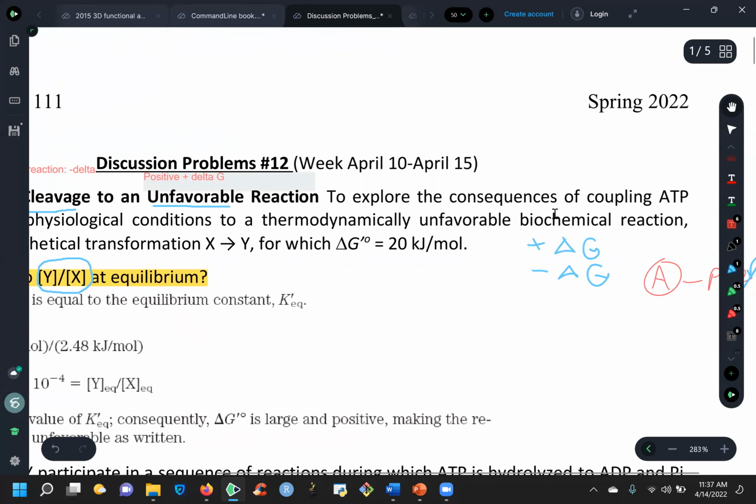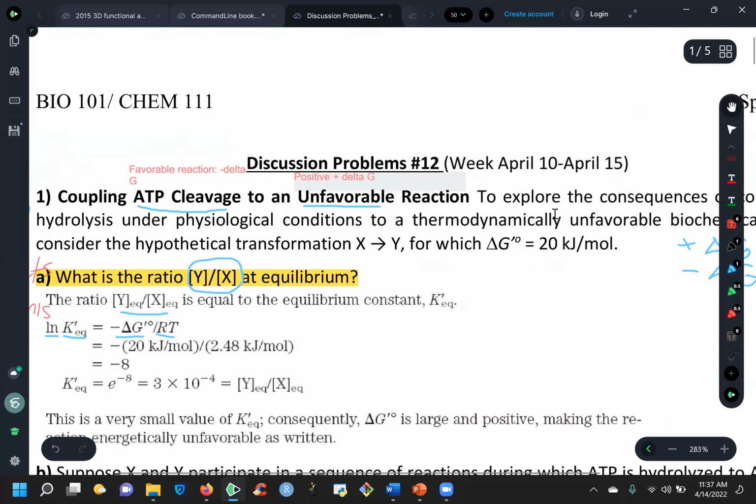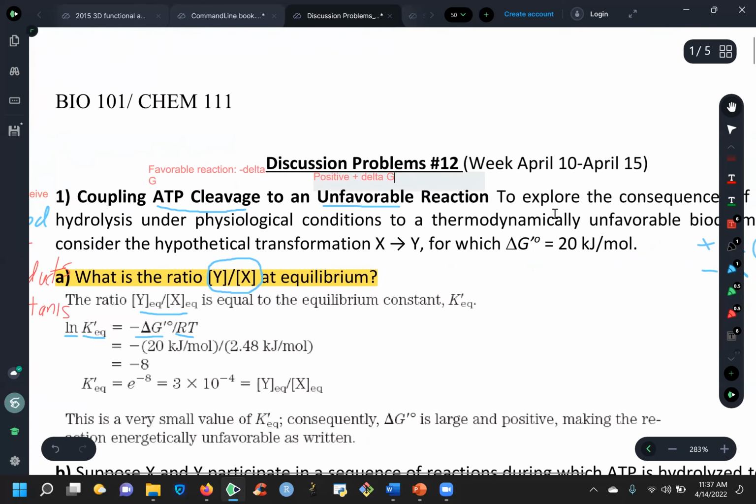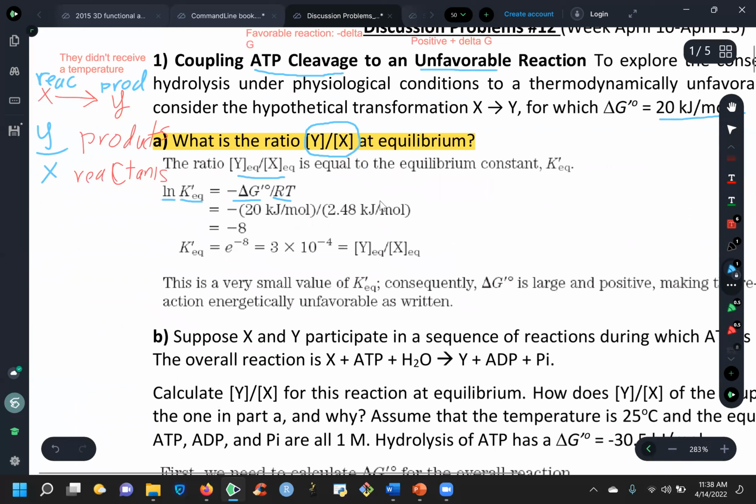So to explore the consequences of coupling ATP hydrolysis under physiological conditions to a thermodynamically unfavorable biochemical reaction, consider the hypothetical transformation of X to Y, for which delta G standard is 20 kilojoules per mole. So notice the units, this will always have to be in kilojoules per mole. So one of those things you have to kind of memorize. So what is the ratio at equilibrium?